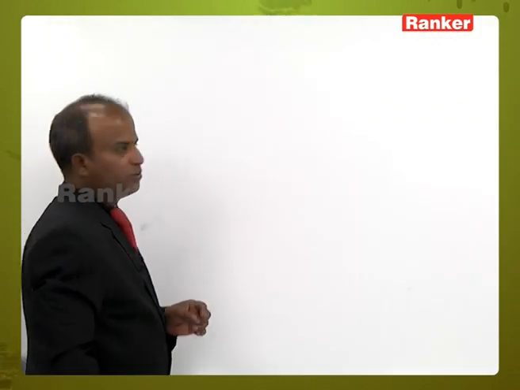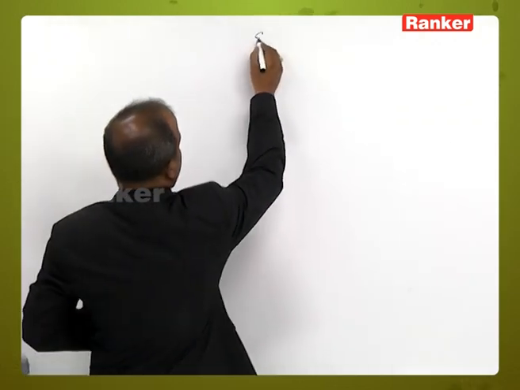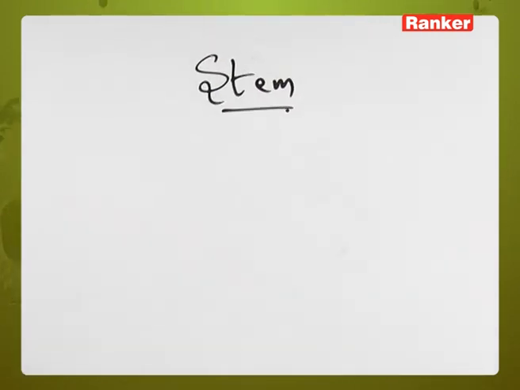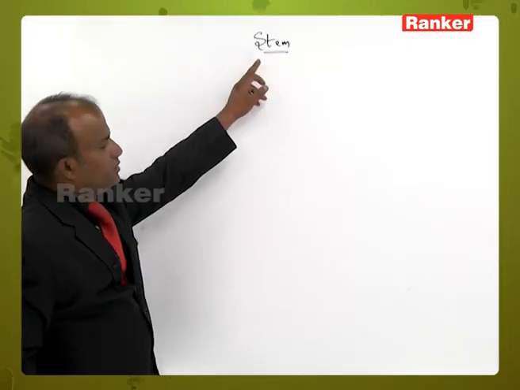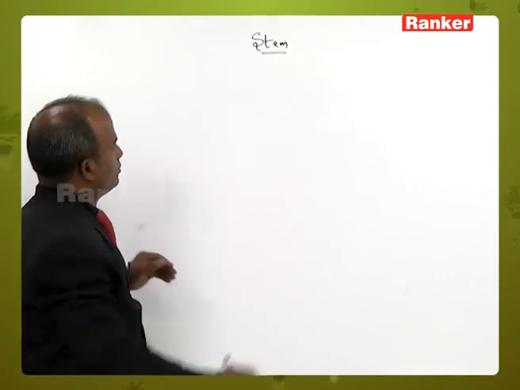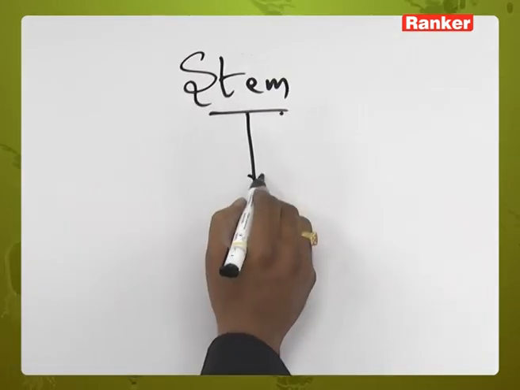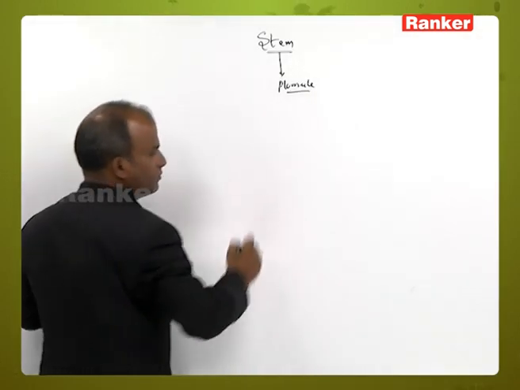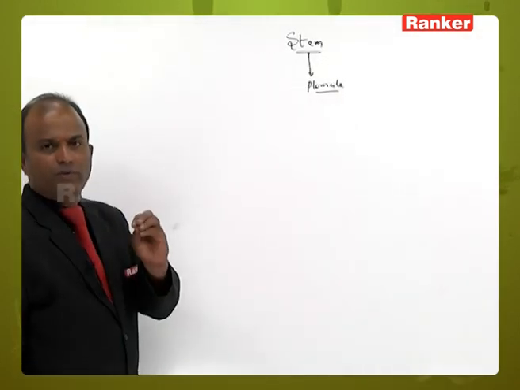So next we go to another topic, that is nothing but stem. This stem develops from which portion of the embryonal axis of a germinating seed? This stem always develops from the plumule. Here it is developing from the plumule.